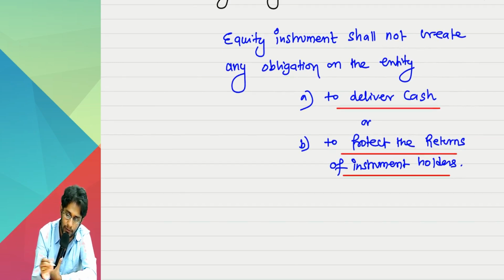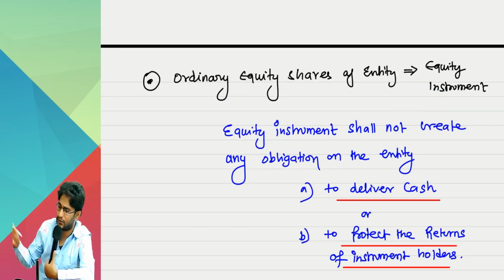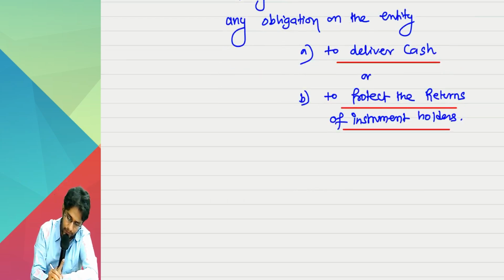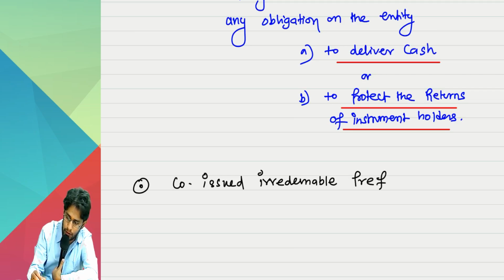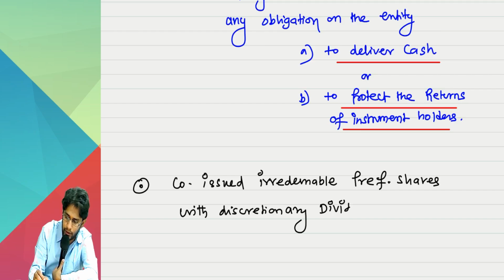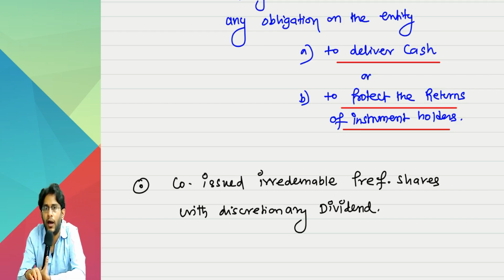Now let's give you an example. One example is equity shares of the company. Look at another example. The company issued irredeemable preference shares with discretionary dividend. I raised money today. What I gave you is a preference share, but the preference share is irredeemable. The company will never repay this money to you.